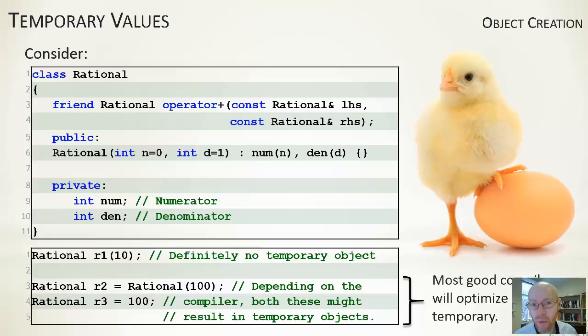In line 4, there we're doing R3 is equal to 100, but we'll see in the next slide, again, this can result in a temporary value because effectively there we might create a temporary object out of the 100 through basically calling the constructor implicitly, and then do the same copy assignment process.